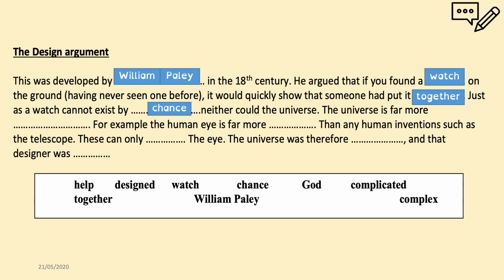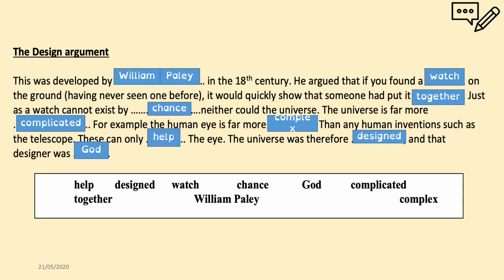The universe is far more complicated. For example, the human eye is far more complex than any human inventions such as the telescope. These can only help the eye. The universe was therefore designed, and that designer was God.